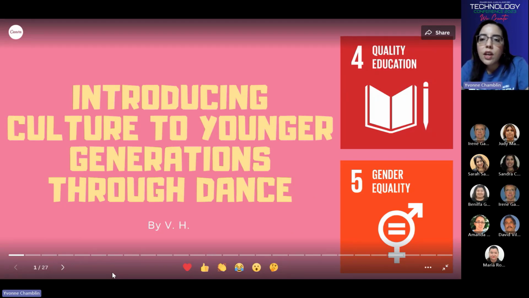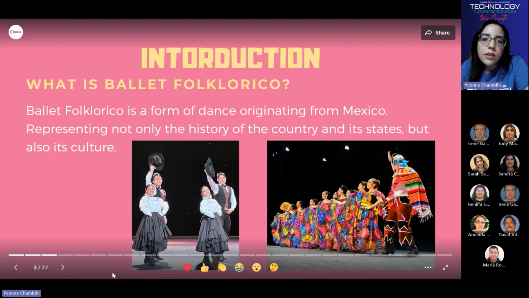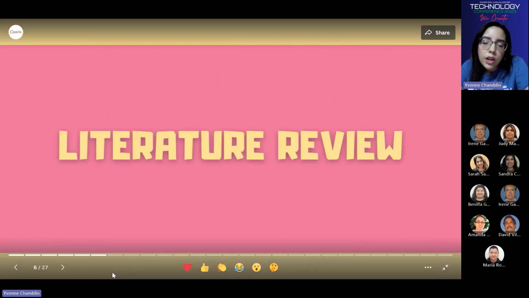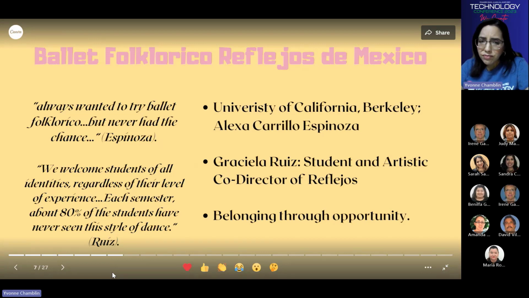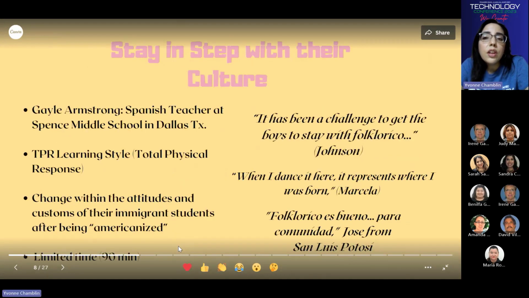She relates it to quality education as well as gender equality, because she wanted to make sure that dance was open to all kids, girls and boys. I took her picture out, but these are some of her accomplishments. This is her introduction to ballet folklorico, with lots of beautiful pictures from her dance team. She comes into her literature review. You can see her citations are here. She did a really good job explaining.